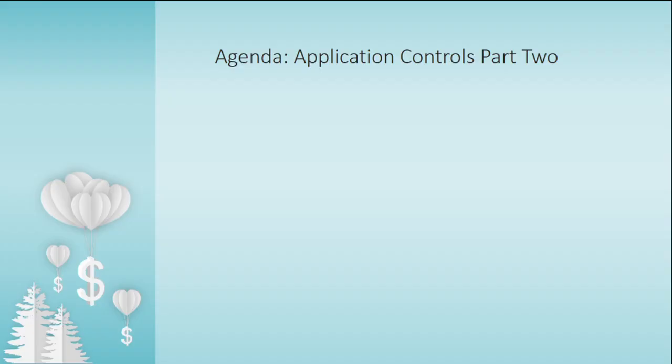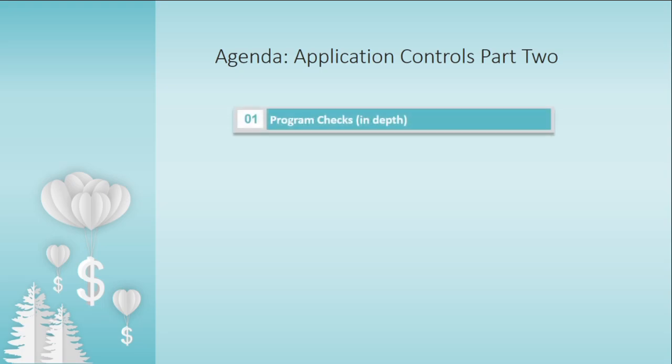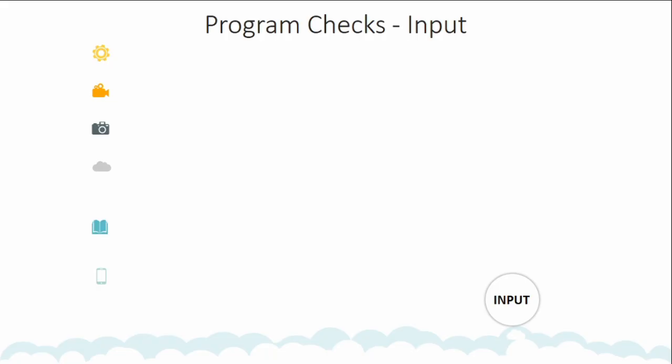Application controls, Part 2, the agenda. First, we want to go in depth into program checks and understand what program checks are and when they can be implemented. We then want to finish off with CATs, Computer Assisted Auditing Techniques. Let's get straight into program checks.